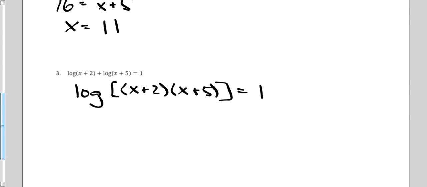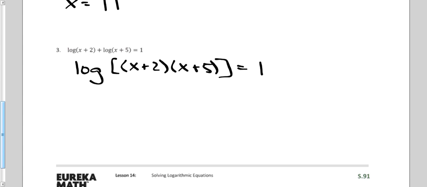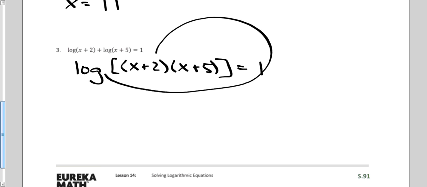Now can I do my log roll? Could I do my log roll before, Trey? Why not? It was 2 logs, right? Can't do 2 logs. I got to do 1 log. Okay? So now, do the log roll, and I get what? 10 to the first power equals that hot garbage, right?